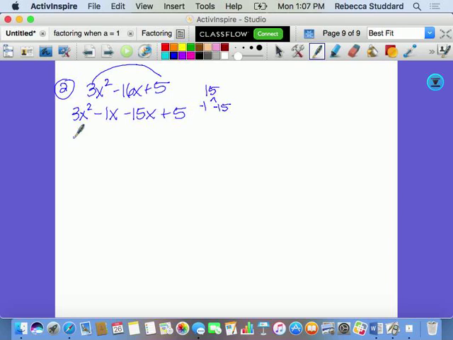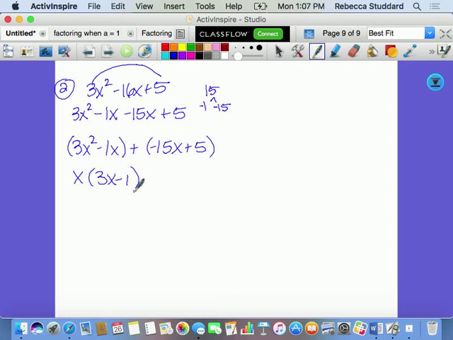All right, then I'm going to group. Here, remember, minus 15x is the same as plus negative 15x. What do I do after I put them in groups? Greatest common factor of each group. Here, it's just going to be an x and leave me with 3x minus 1.